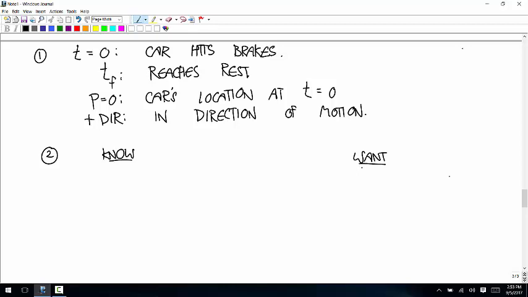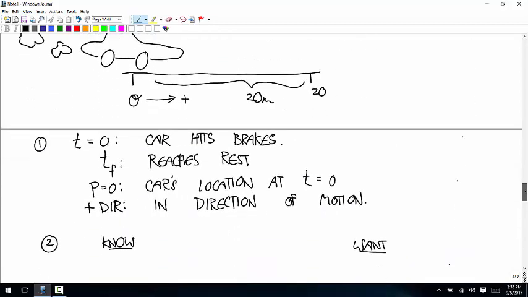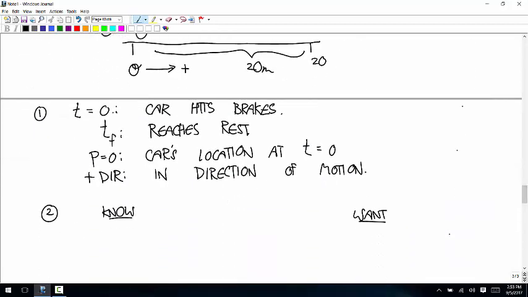So all of the variables are time final, position initial and position final, velocity initial and velocity final, and acceleration. So we'll just go through that list and think about, do we know them or do we want them? Time final. Do we know? So we specified that time final is when the car comes to a stop. Do we know how long it is, the amount of time between when the driver hits the brakes and he stops? No, we don't know that.